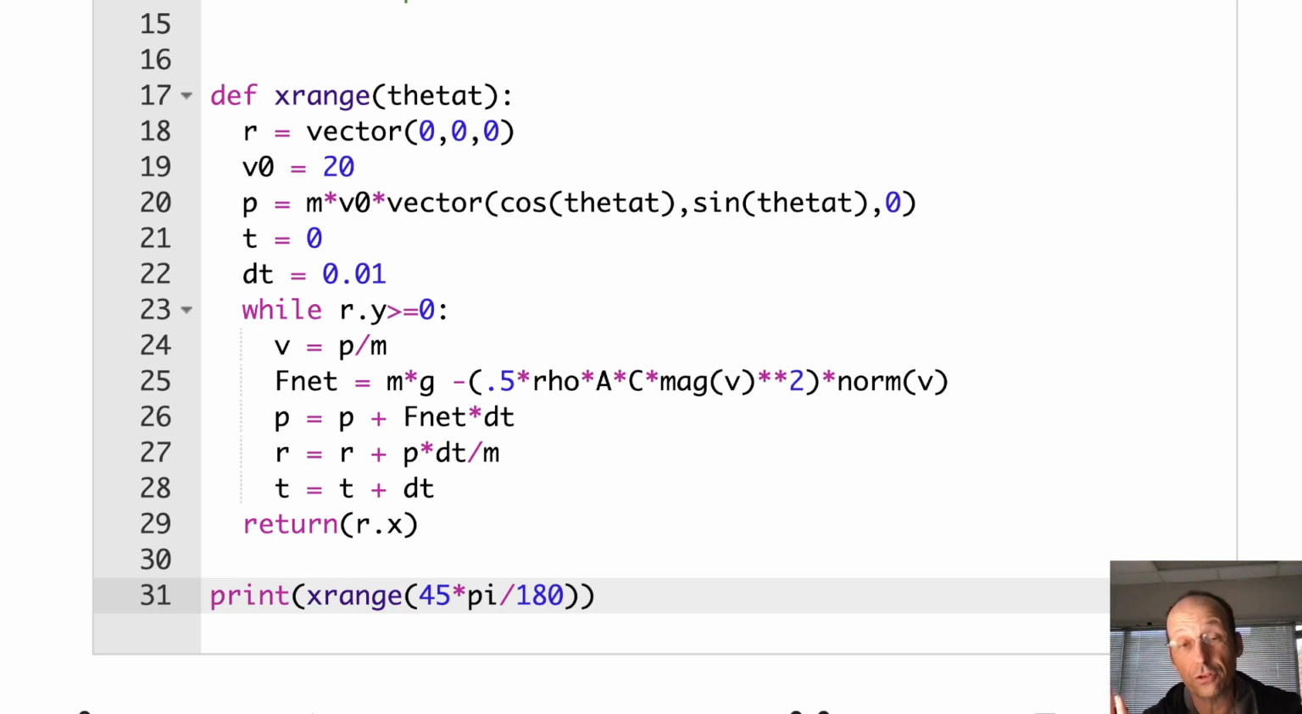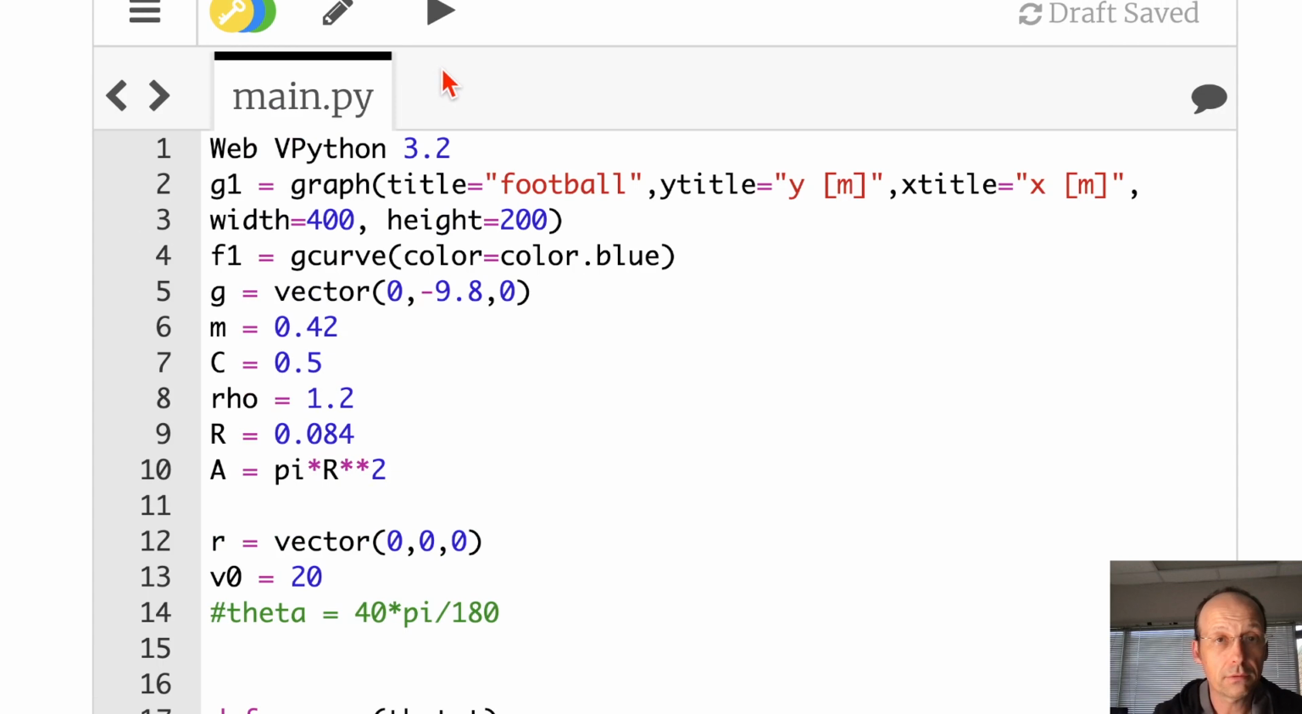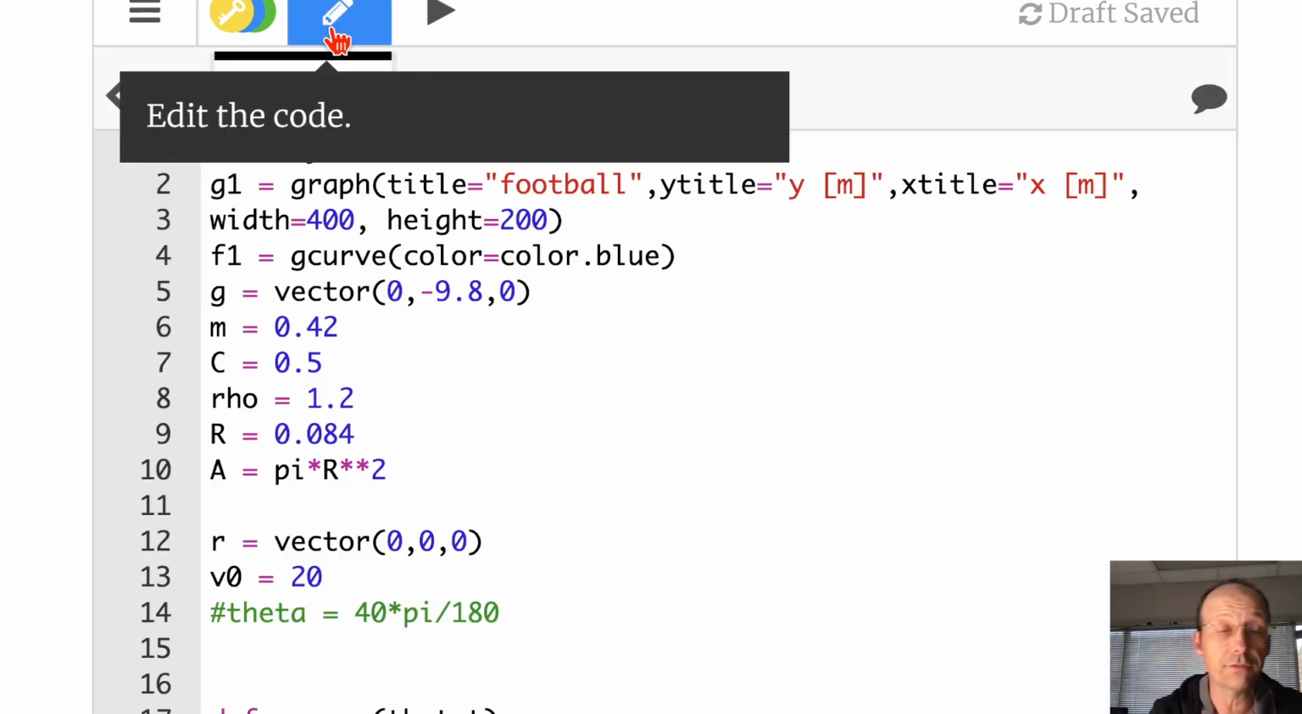So I already know what the answer should be. I know what the x value should be. It's going to run that same calculation with that angle, and it's going to return the x value. And that's what I had before. So it looks like it's working.